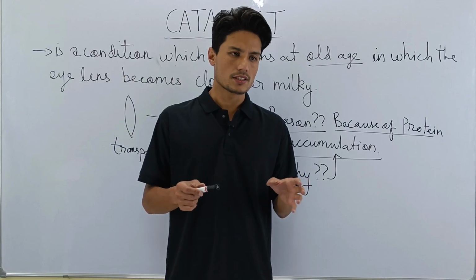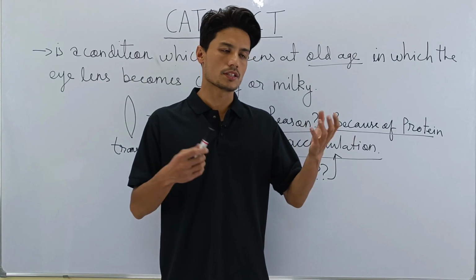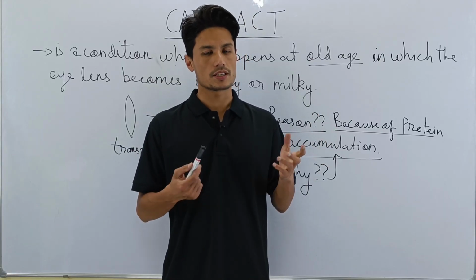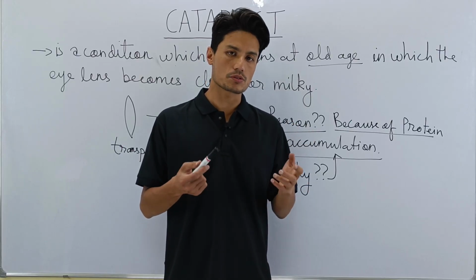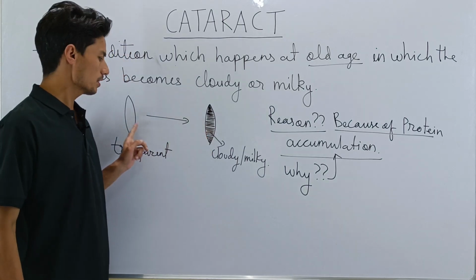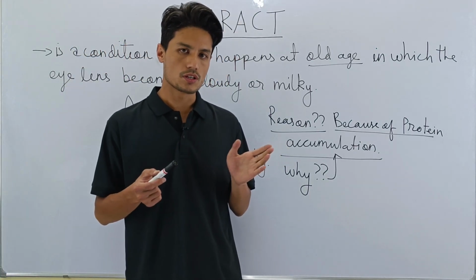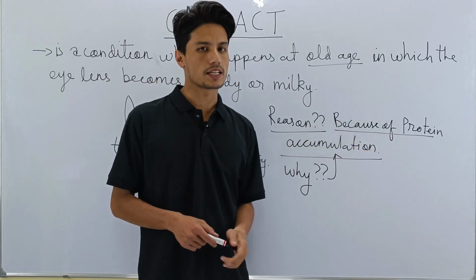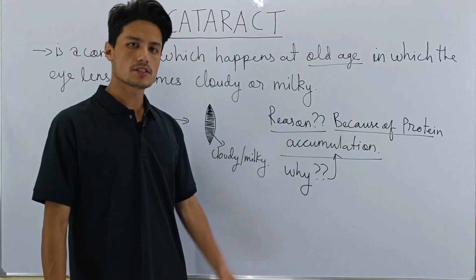So because of that, the protein which is present in the body is transported to different places, and even the eye muscles also get some. The cells which make up the eye lens also get some, and they start accumulating protein, which makes the transparent eye lens become cloudy or milky. So I hope you now know why accumulation of protein is taking place. The reason is protein accumulation.